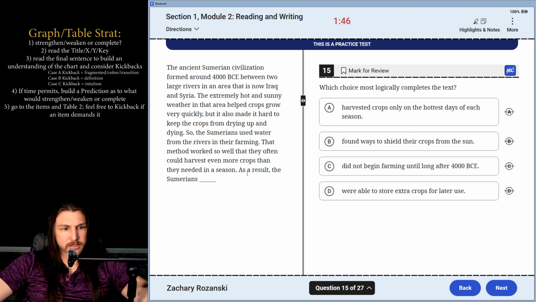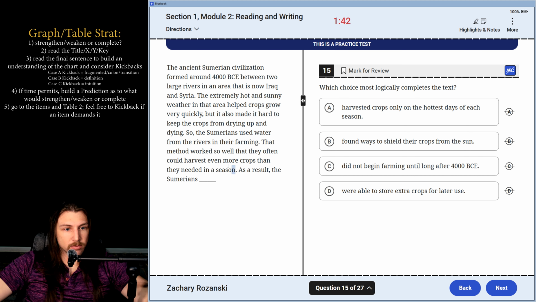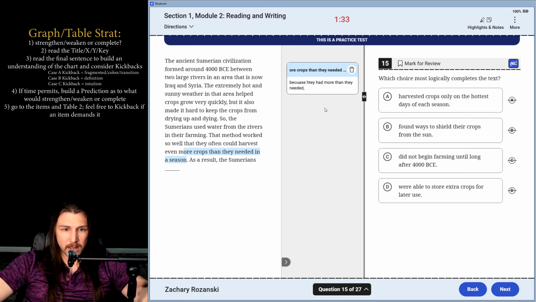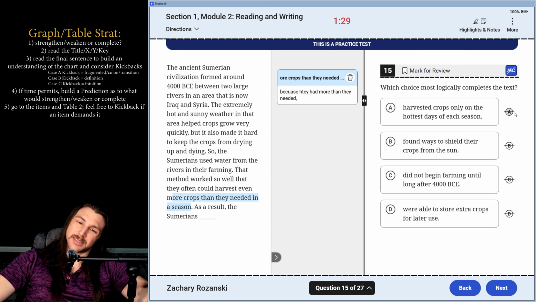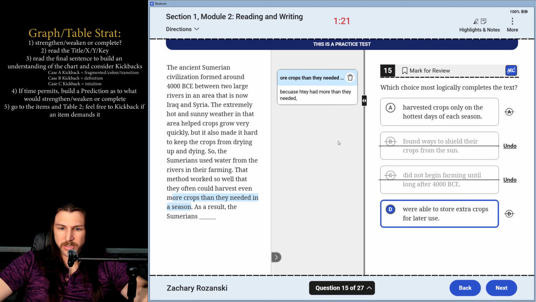Case 1, kickback. As a result, Sumerians did what? Let's go back one. That method worked so well that they often could harvest more than they needed in a season because they had more than they needed. Let's see if we can engage with these ideas without needing anything more. Harvested crops only on the hardest day? No, because they had more than they needed. Maybe only on the hottest day they found ways to shield their crops from the sun. No, they did not begin farming until long after. No, we're able to store crops for later use.